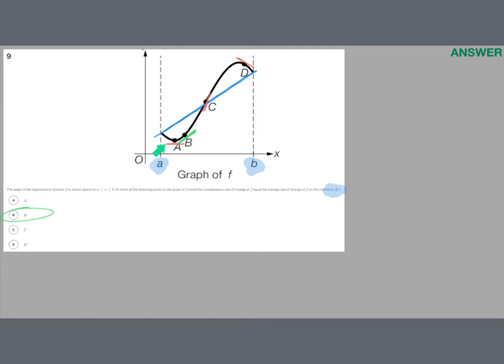Which of the 4 points match closely to the blue line? Well, A is a horizontal tangent and D is a negatively sloped line, so it's between B and C. I think C is too sharp and B looks like it could be parallel to the blue line, so the correct answer is B.